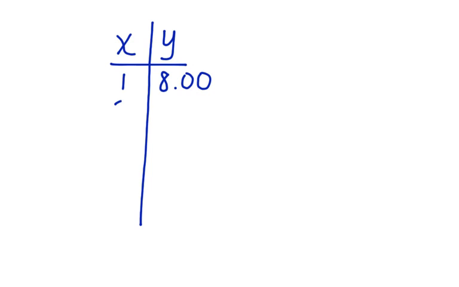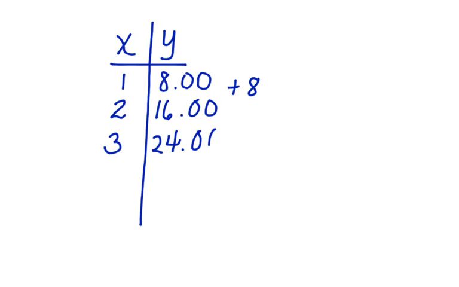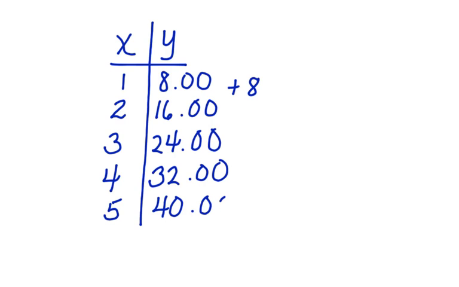If she does her chores in week 2, she will have $8 more, so she'll have $16. If she does her chores in week 3, she'll have $8 more, so she'll have $24. If she does her chores in week 4, she'll have $8 more, and she'll have $32. In week 5, she would have $40, and in week 6, she would have $48.